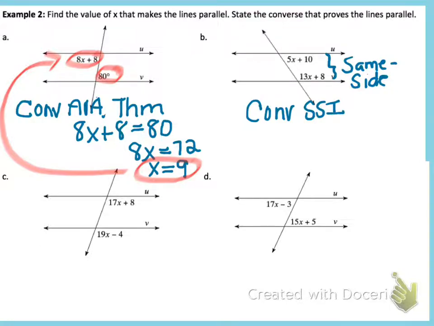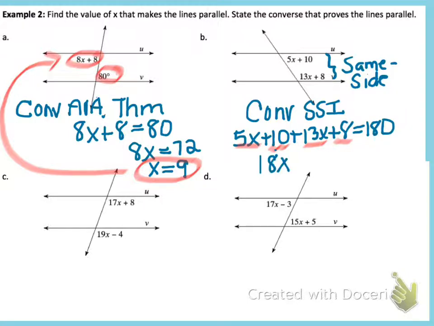So if we use the converse of the SSI, and we wanted to find x, we'd have to say those two angles add up to 180. So we'd have to say 5x plus 10 plus 13x plus 8 equals 180. And then we can solve that equation. It's a little more complicated equation, but we can solve it by putting our like terms together, right? These are like terms. The x terms add up to, let's see, 18x.